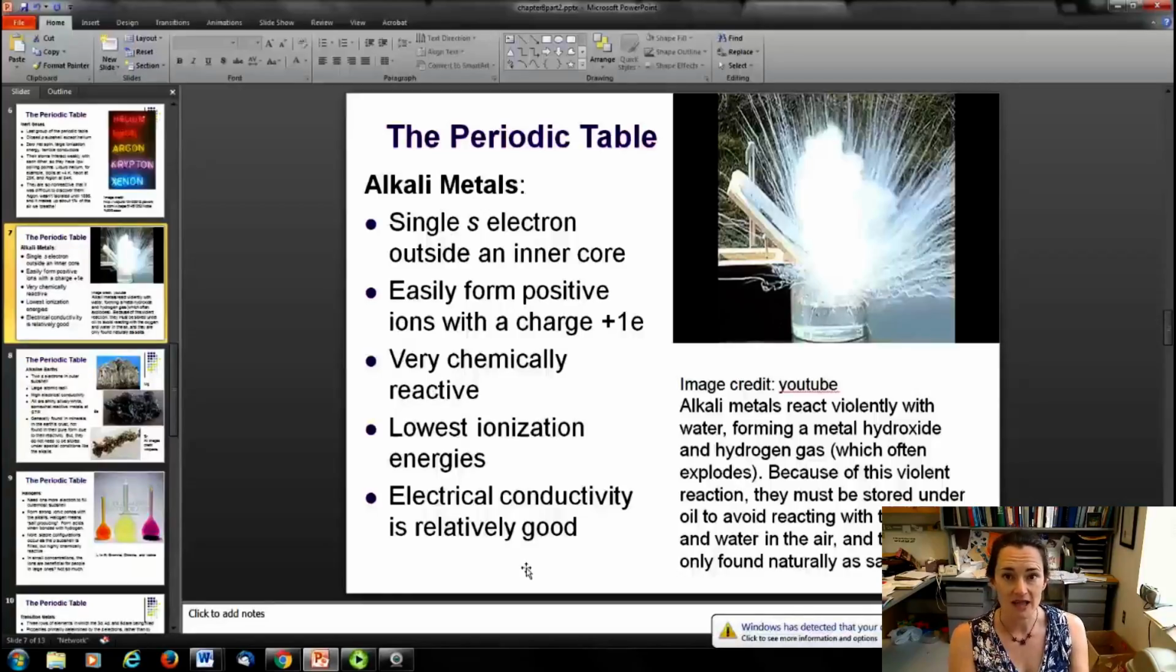In fact, alkali metals react so violently that if you put them in something like water, they react very quickly and violently to form a metal hydroxide and hydrogen gas. And then the hydrogen gas, of course, is very flammable, so oftentimes you get explosions, as is shown here in this picture from a YouTube video. To avoid reacting with the oxygen and the water in the air, you actually have to store alkali metals in their pure form under oil, which is kind of an interesting little factoid. And in the Earth's crust, because they are so reactive, they're really only found as salts.